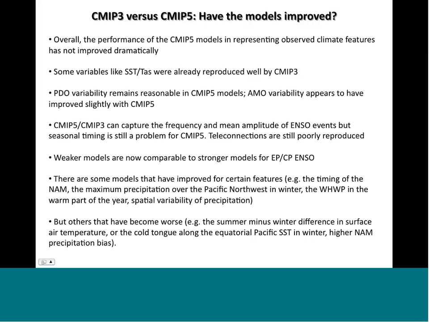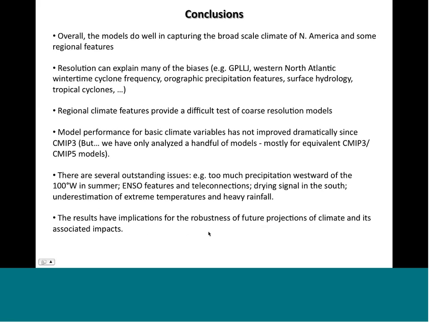And then a couple of last points here. Some models have improved for certain features. There are actually other models that have become worse, and there's some examples there. And then finally, conclusions. Overall, the models do pretty well in capturing the broad-scale climate features of North America. Resolution can explain many of the biases, and there's a list of regional features where resolution of the models comes into play. But then again, testing these regional climate features is a pretty difficult test for these coarse resolution models, and some of them actually do fairly well.